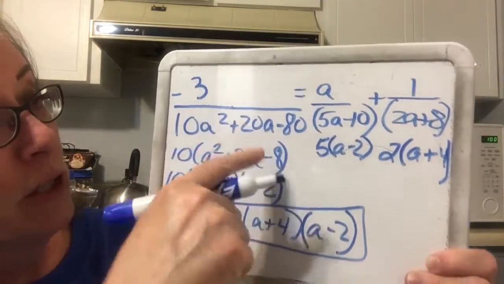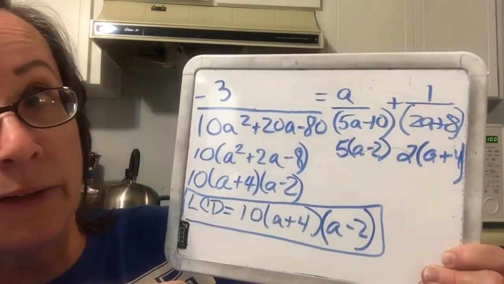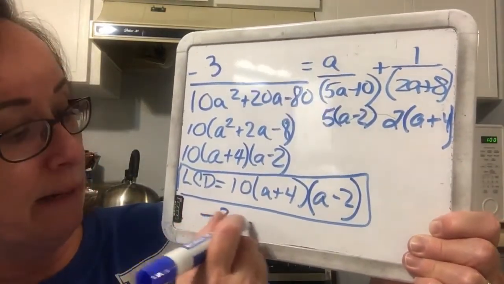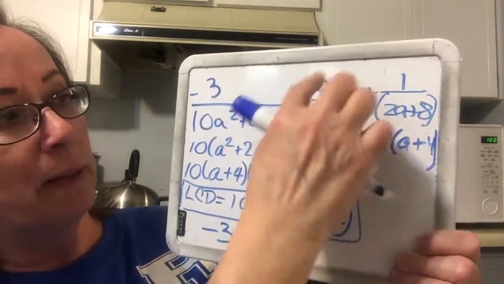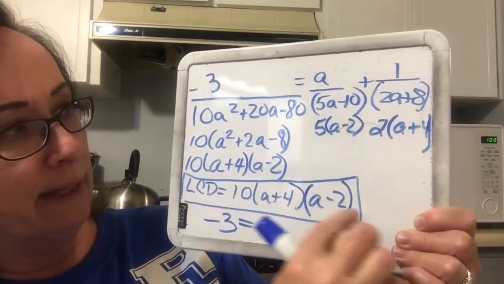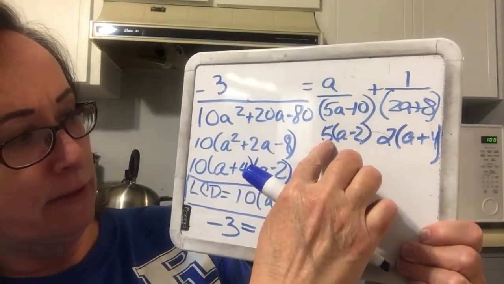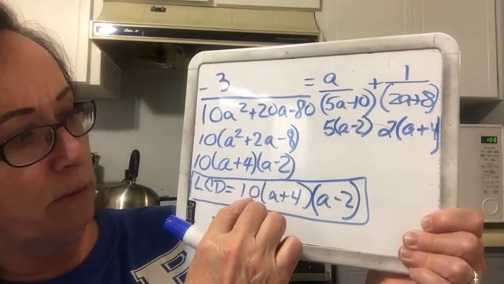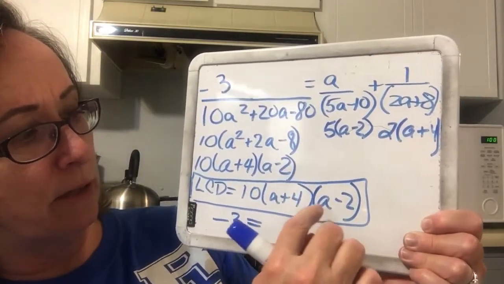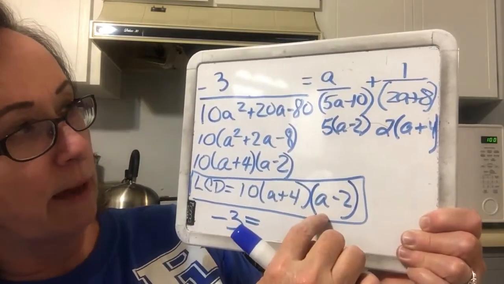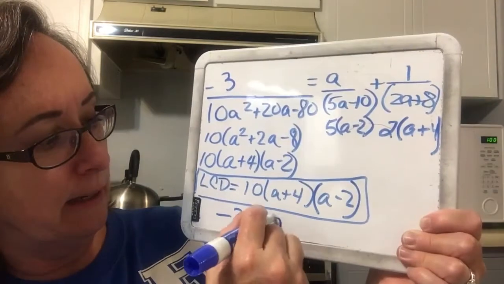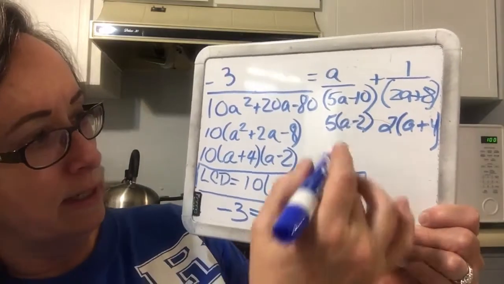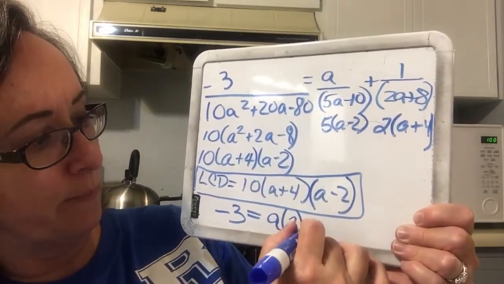So when I multiply the first term by the LCD, the denominator cancels with the LCD because they're the same thing, and I'm left with negative 3. Okay, so then I multiply this expression by the LCD, and I've got a 5 that's going to cancel the 10. This is on top, this is on bottom, so I'm going to wind up with a 2. The a minus 2 will cancel the a minus 2. This is on the top, that's on the bottom. So I'm going to be left with this a times this 2 times the a plus 4.